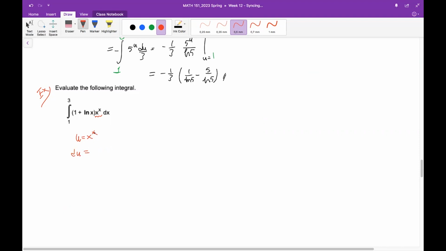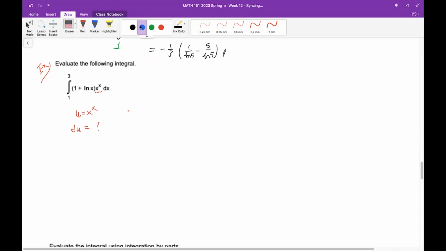So what is du? This is some function which is not a power function. Be careful. You cannot take the derivative here like the power rule. No, this is completely wrong. Instead, you need to apply logarithmic differentiation here. How do you apply that? To find out what is du, we will apply logarithmic differentiation.